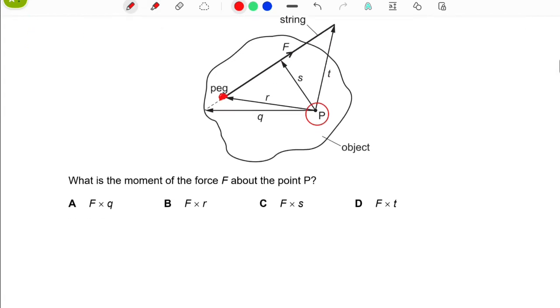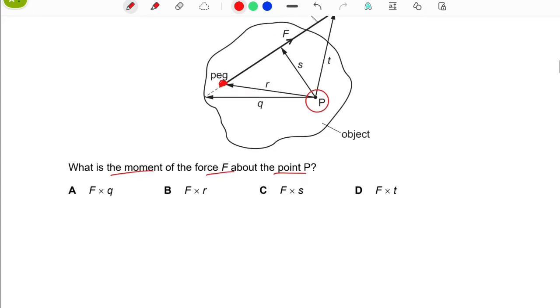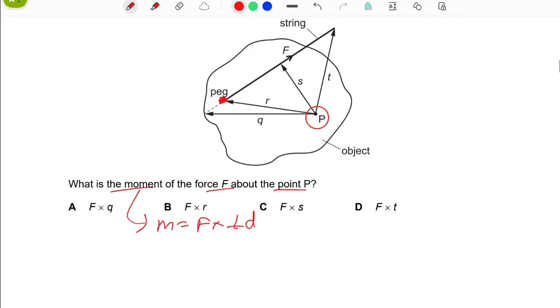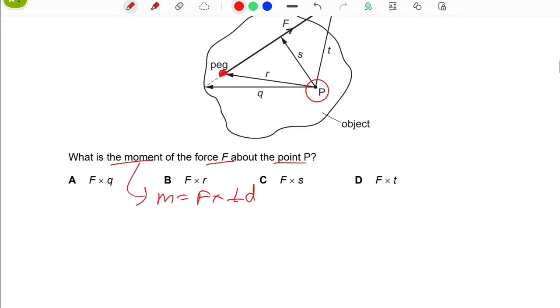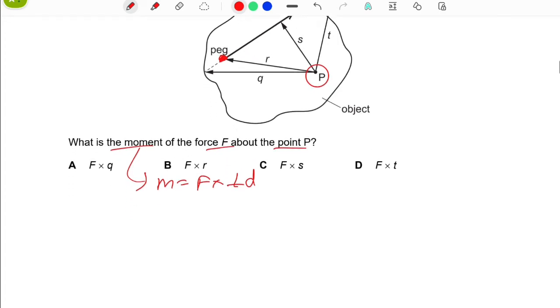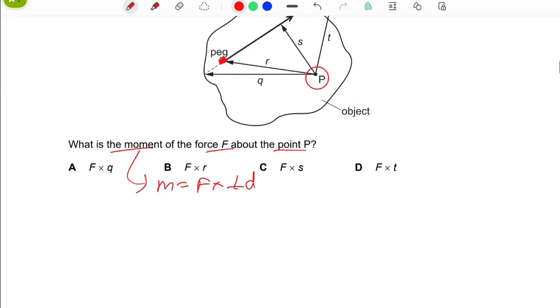So what are we supposed to find? What is the moment of the force F about the point P? So again I told you they have asked something, so now write the formula of it. Moment is equal to force into perpendicular distance. So now we simply have to just use this formula and the data given over here, and boom, there you go, you will get the answer.